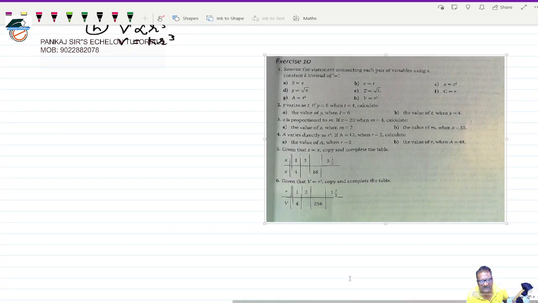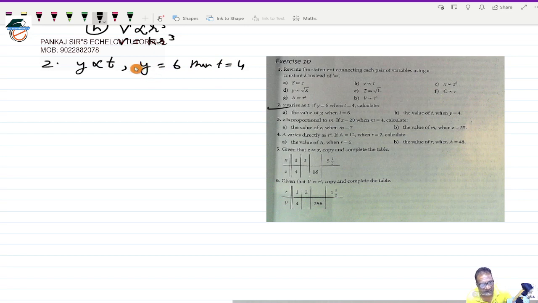Fine. So here we go to question number 2. Question number 2 says that y varies as t. So I'm writing that in statement form. Now when they say y varies as t, it is understood that y varies directly as t. And if y is equal to 6, further he has written, then t is equal to 4.